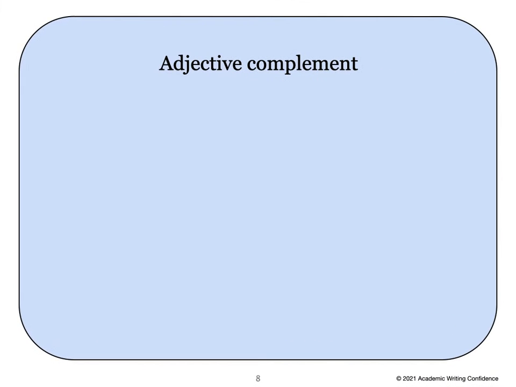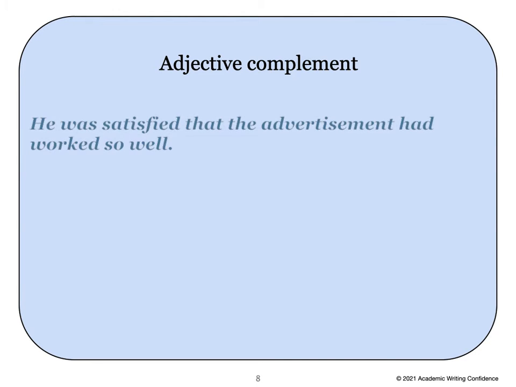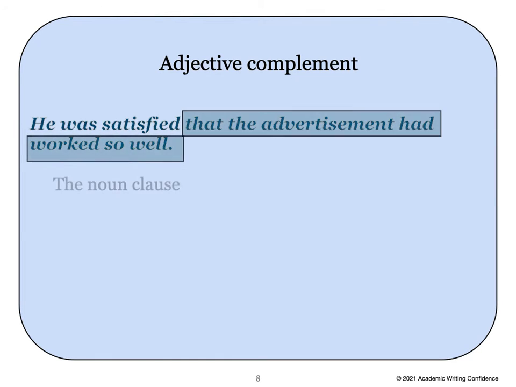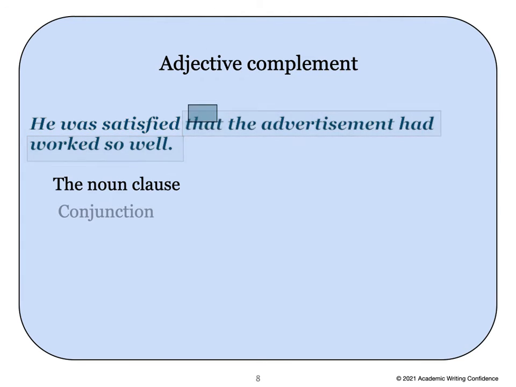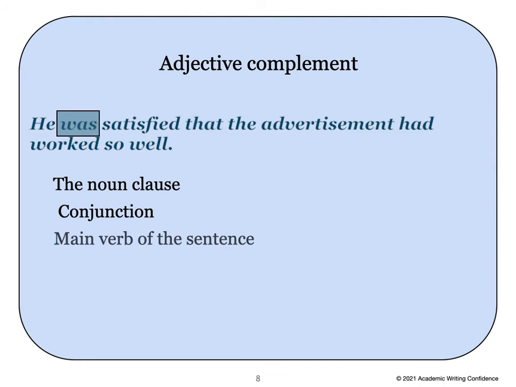And one last way that a noun clause can be used is the adjective complement. He was satisfied that the advertisement had worked so well. In this sentence, the noun clause is that the advertisement had worked so well. The conjunction is the word that. But the main verb of this sentence is the word was. He was what? He was satisfied. So satisfied is the adjective describing how he was.